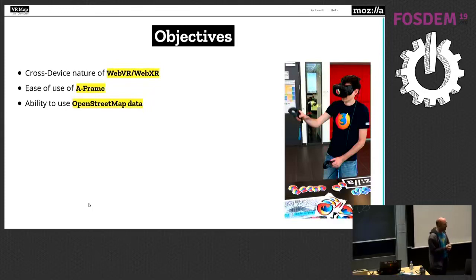The objectives of this talk are, as you can see, the cross-device nature of the technology, WebVR or WebXR. Another objective is to show you the ease of use of the A-Frame framework that Mozilla has been developing for those technologies for WebVR, WebXR. And the third is using OpenStreetMap data and the ability to use OpenStreetMap data for things like this.